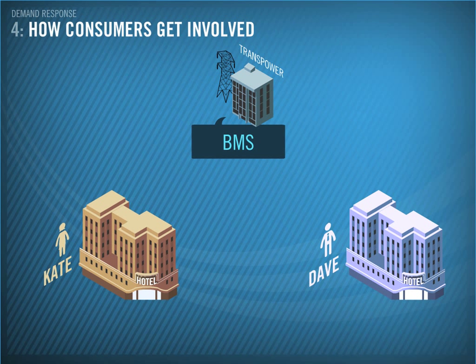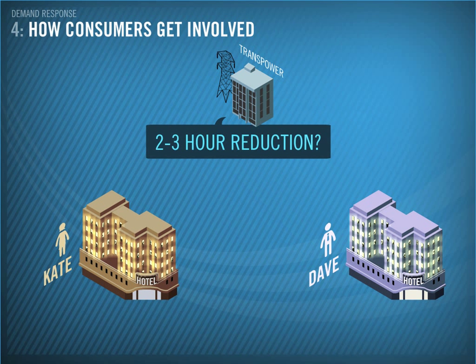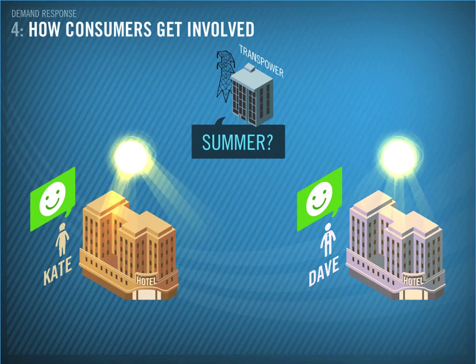Do they both have a building management system which allows them to control their demand? Both hotels have a building management system in place. This allows them to control lighting, heating, and cooling. Can they reduce their demand for 2 to 3 hours at a time, in both winter and summer? That's fine too. They're confident they can make minor adjustments to heating, lighting, and cooling using the building management system while still keeping their customers happy.